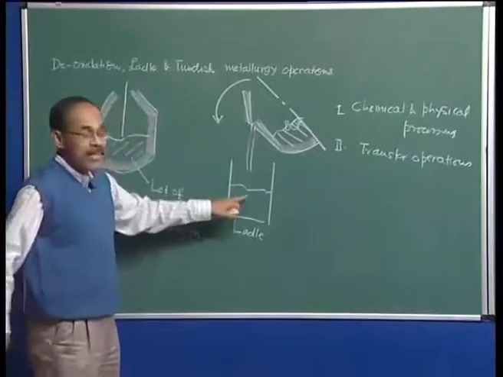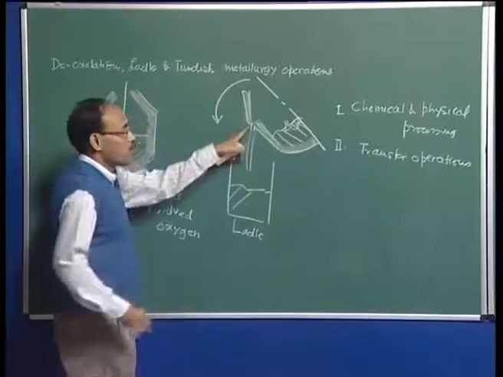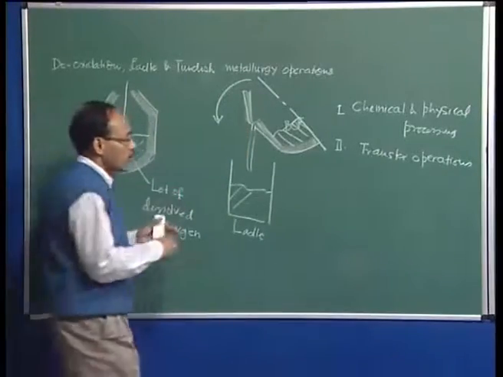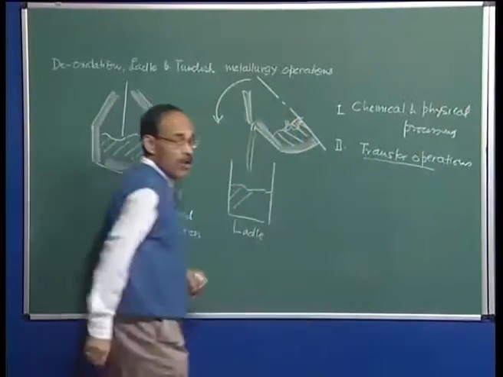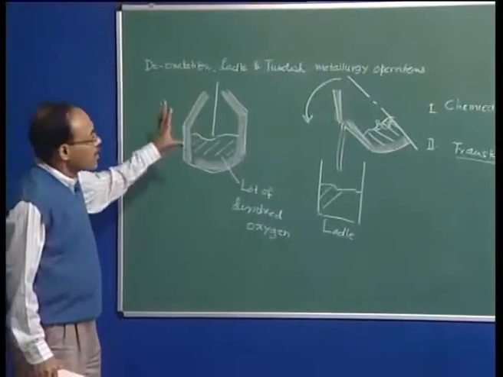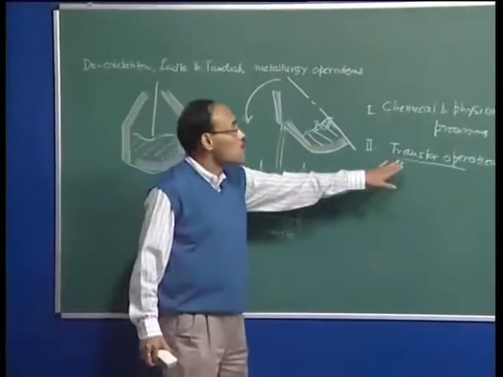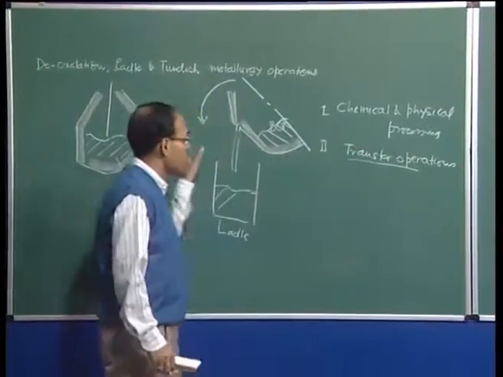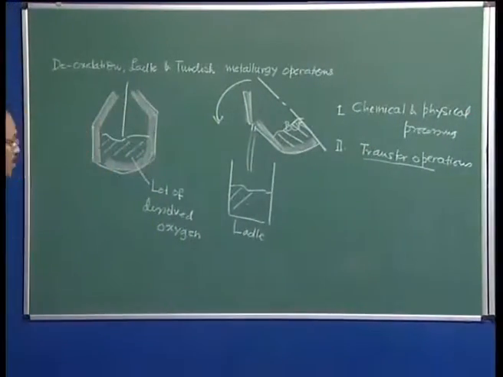On the other hand, when oxygen steel making process is over, we have to tap the molten metal into the ladle. This particular process we are going to call transfer operations. As we will see during the secondary steel making, transfer operations are also equally important, as are the physical and the chemical operations carried out in the primary steel making vessels.